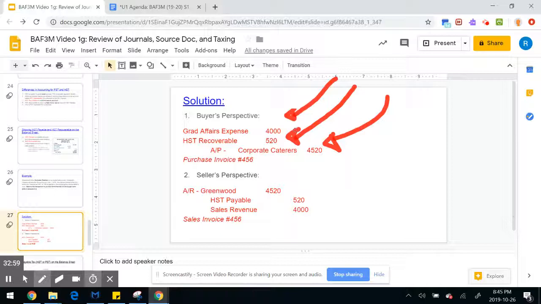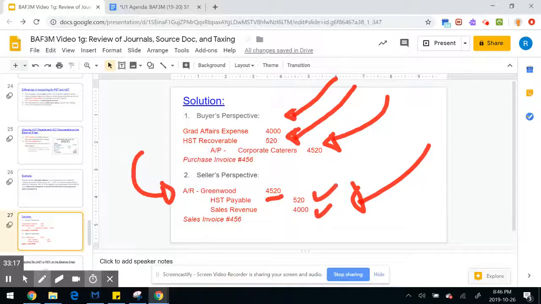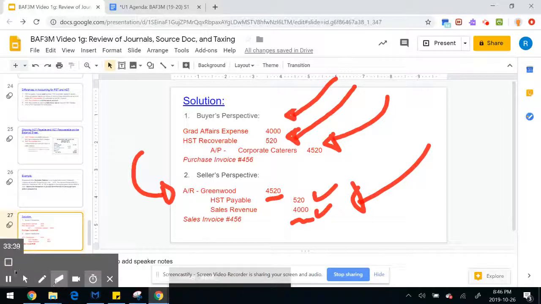And from the sales perspective, if there's a sale with HST involved, notice it looks the exact same as a sale with PST, right? So let's say we make this sale here. The customer owes us money. They owe us 4520, so they owe us both the revenue and the tax. They have to pay us both. So that's the account receivable for 4520. But only 4,000 counts as our revenue, and 520 of that we now owe to the government because that's the taxes that we have to effectively pay. Okay, so hoping all of that makes sense.